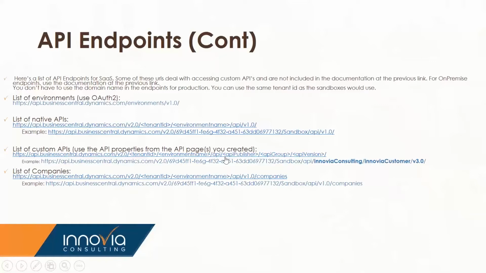List of custom APIs, and the URL is different. It will not list the Microsoft standard APIs when you use this URL. It will list the custom APIs that have been created for the API publisher you passed, API group, and an API version.